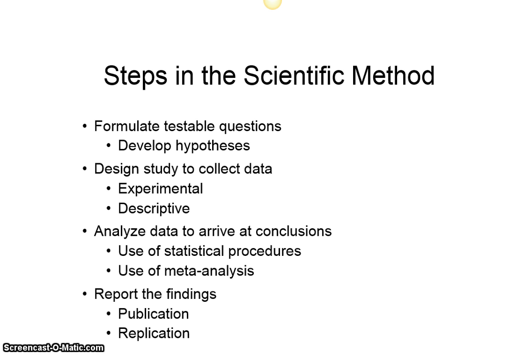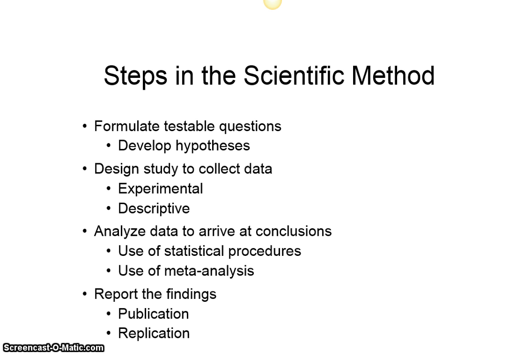Here's an overview of the steps in the scientific method. First thing we're going to do is formulate a question that we want to test, and this is put forth in the form of a hypothesis. A hypothesis is a testable question. Second thing is we're going to design the appropriate study to collect the data, and we have two categories of studies. We have experimental studies or descriptive studies, and we'll drill into these two categories a little bit later in this chapter. Next, we're going to analyze the data to arrive at conclusions.